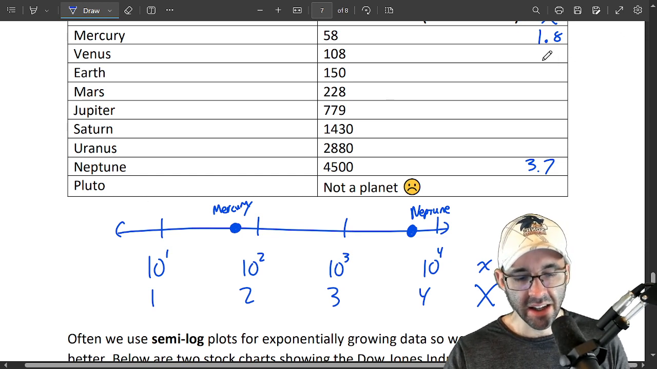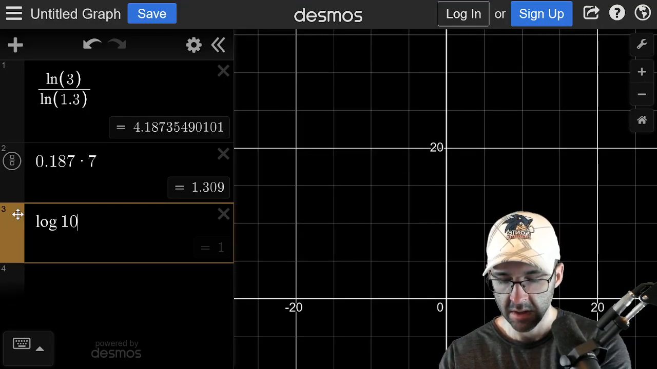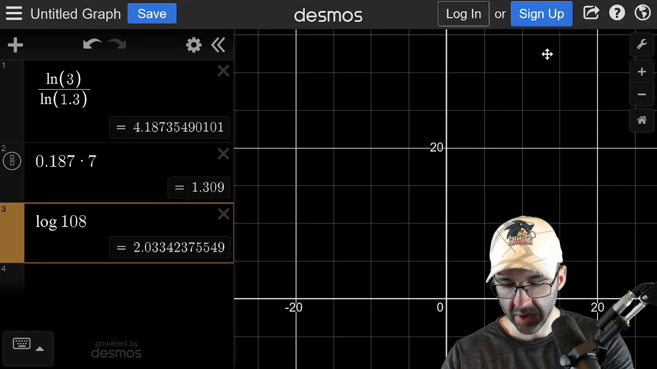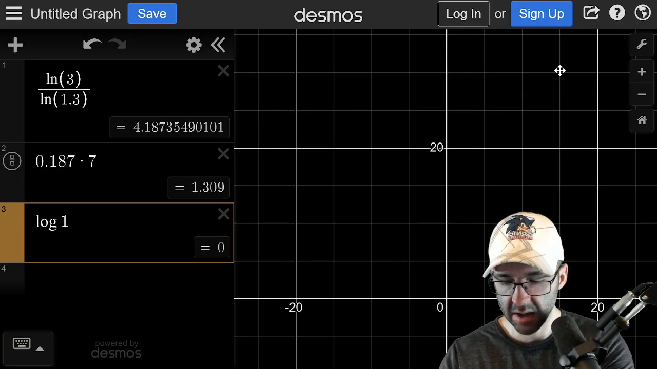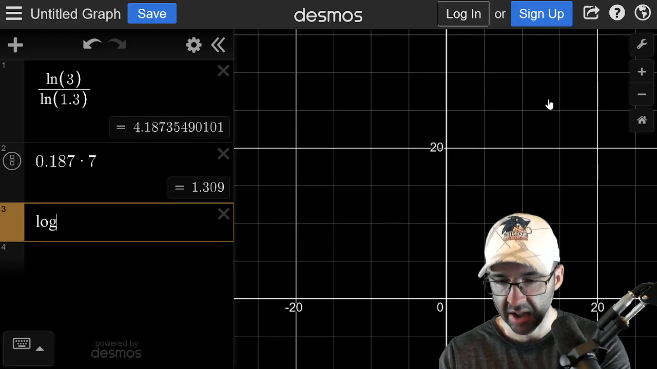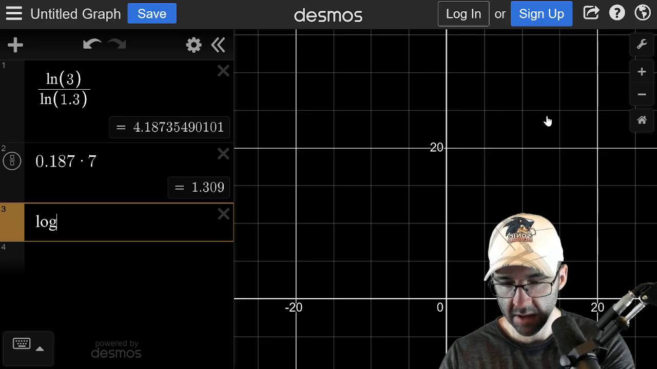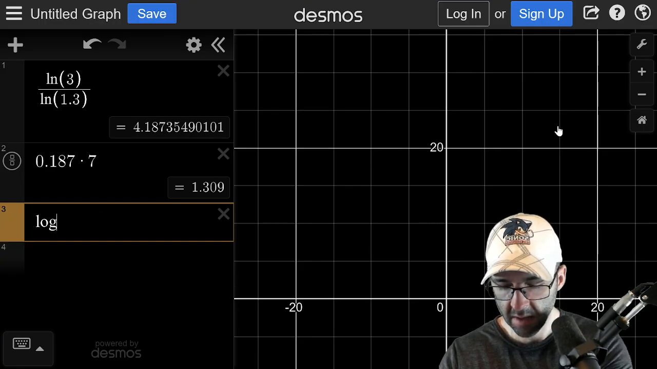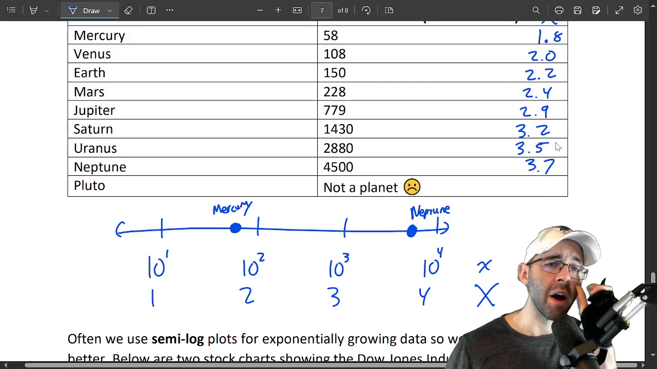If you do that, we're going to have to find the exponents for all of these. The log of 108 is about 2.0. Log of 150, about 2.2. Log of 228 is about 2.4. Log of 779, 2.9. 1430, 3.2, 2880, 3.5.